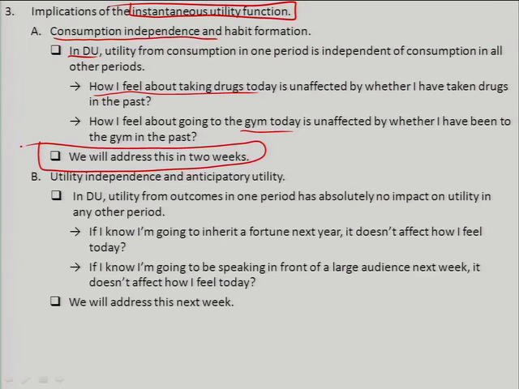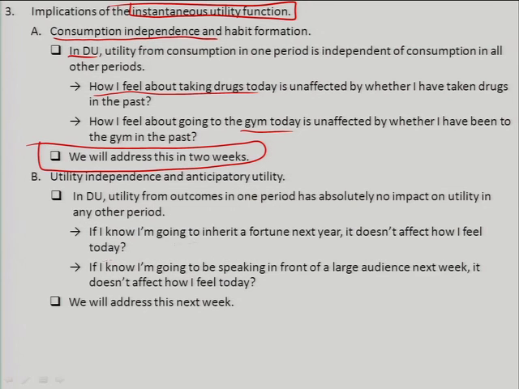A second dimension is utility independence. The utility from outcomes in any one period, say the future, has absolutely no impact on how you feel today. You take it into consideration when you're choosing what plan you want, because you know that in the future you're going to have to actually experience that utility. But the utility that you're going to get in the future does not affect how you feel today or in between. So what this rules out is things like worry or fantasy.